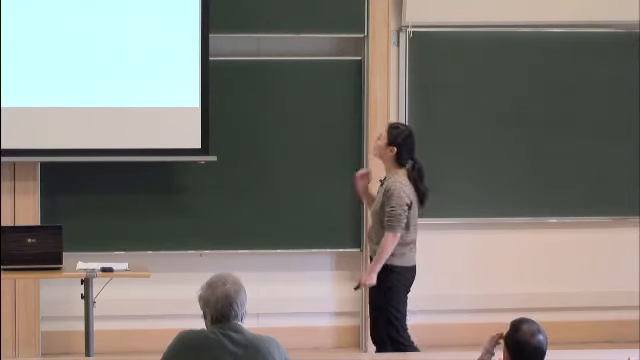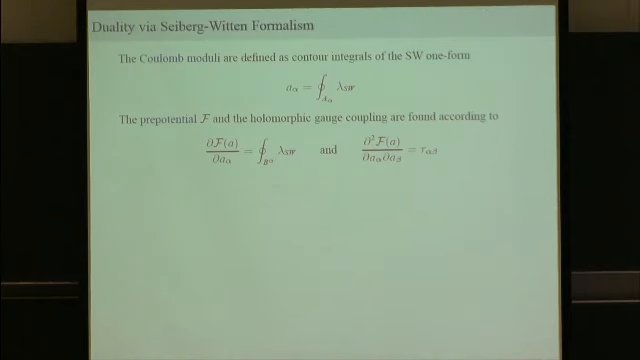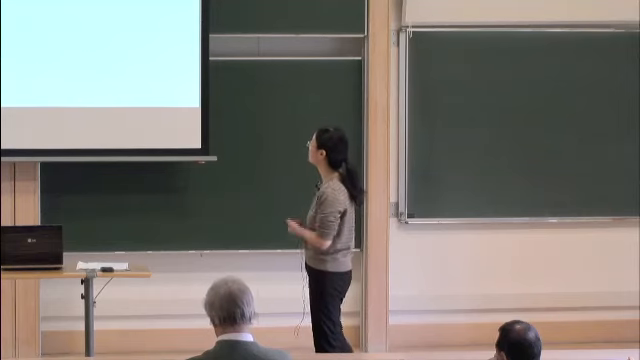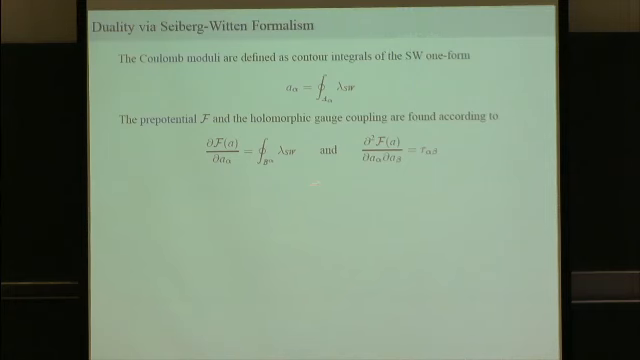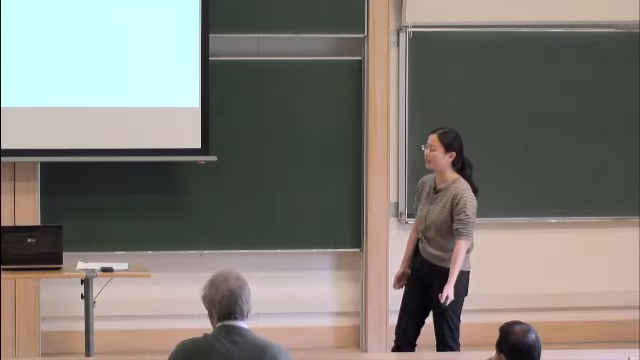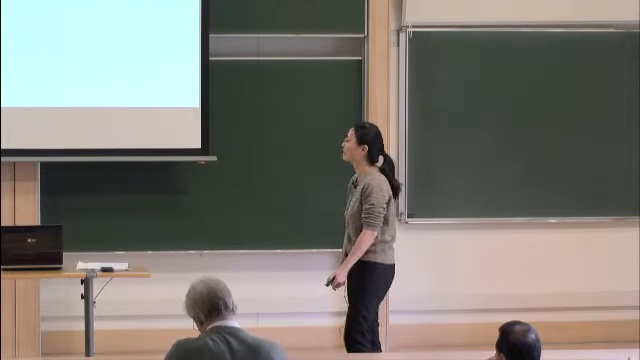So the Coulomb moduli again are, as usual, defined as contour integrals of the Seiberg-Witten form around the A cycles of this Riemann surface, and the prepotential is obtained by taking the contour integral around the B cycles. So from the prepotential, you can define the action of this gauge theory.